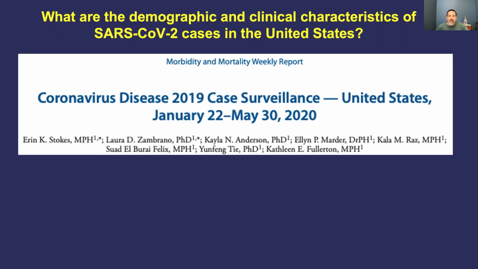So transitioning into the US, we have set up systematic surveillance for COVID-19 disease, and this information is reported by state health departments and city health departments to the CDC. What are we learning from surveillance in terms of the demographic and clinical characteristics of SARS-CoV-2 cases in the US? I'm going to just show you a few tables from a recent MMWR that reported on over 1.3 million cases that had been reported to the CDC through May 30th, 2020.